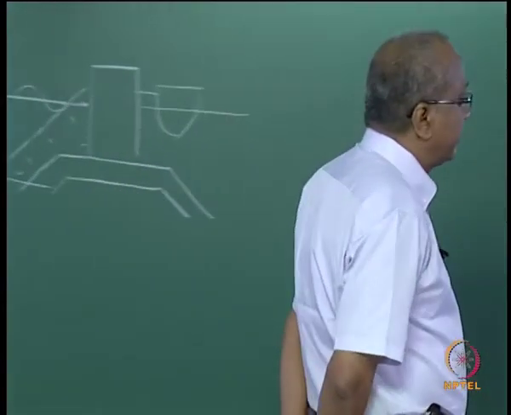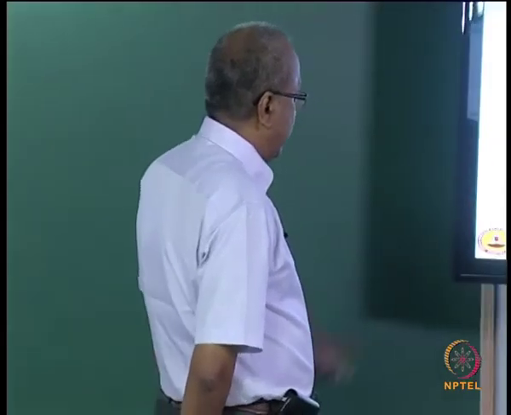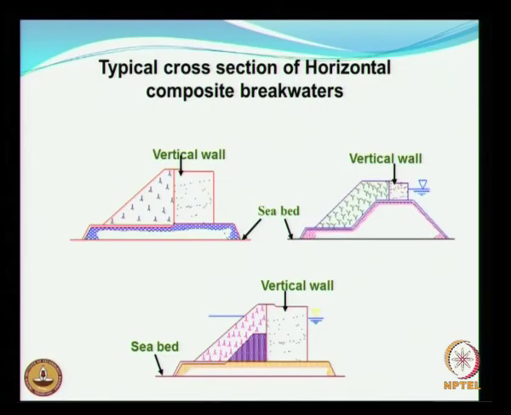Typical cross sections of horizontal composite breakwaters are shown here. It can have a single core, where you are just dumping the laterite blocks, similar to what we saw in the case of Mormugao, because there was no core layer or secondary layer. Or you can have a core layer as you can see here, which is just dumping of stones, and similarly you can have a secondary layer over which you have the primary layer being dumped. So these are typical examples of horizontal composite breakwaters.